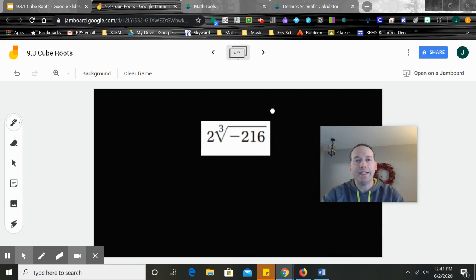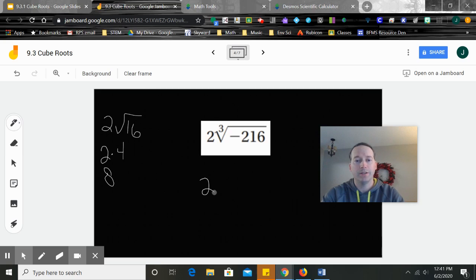Okay, so now this is the next one. It's a little bit more complicated. But you had done stuff like this when it was like 2 times the square root of 16. Right? And we just said this is a multiplication problem. It's 2 times whatever the square root of 16 is. The square root of 16 happened to be 4, so this is 2 times 4, which would be 8. This is the same thing. It is a multiplication problem. It is 2 times the cube root of -216.